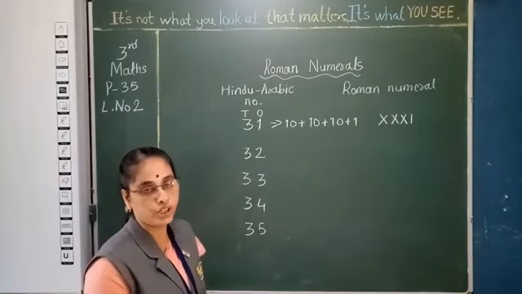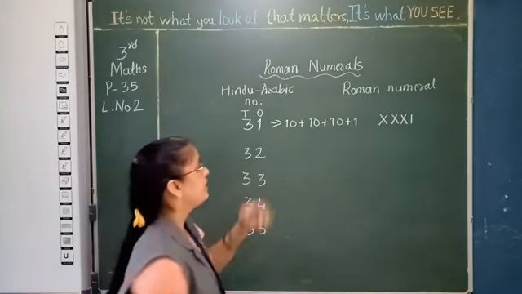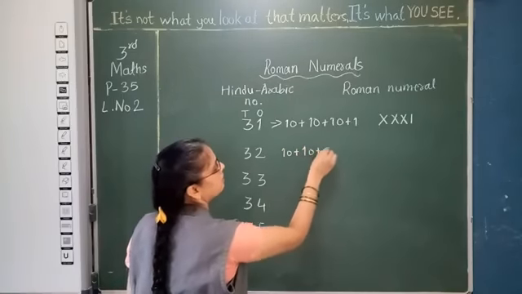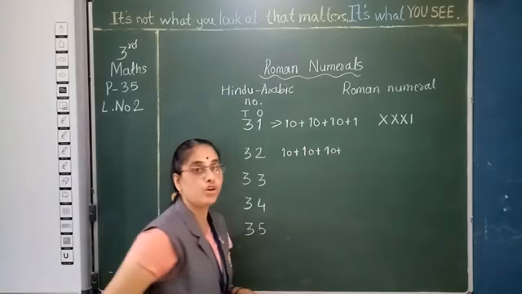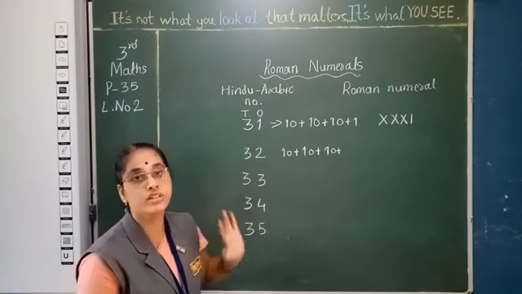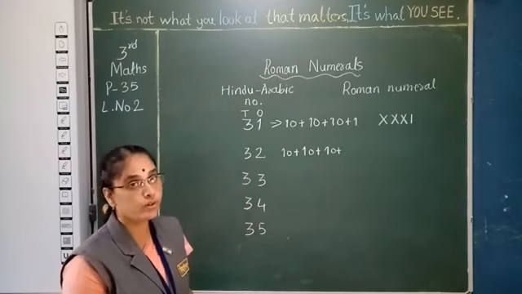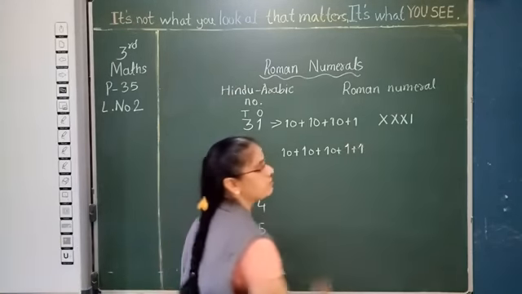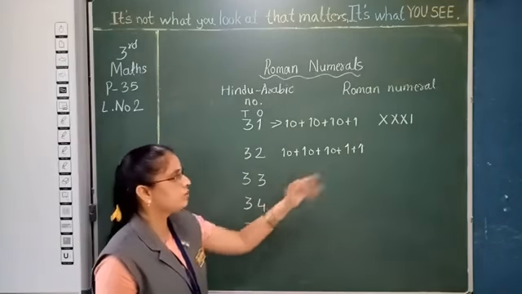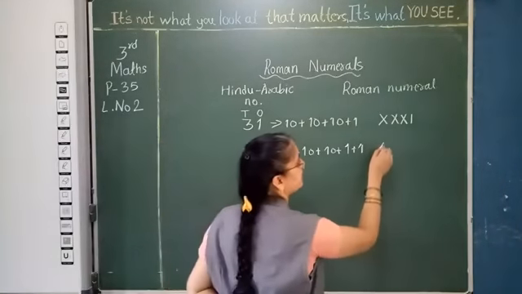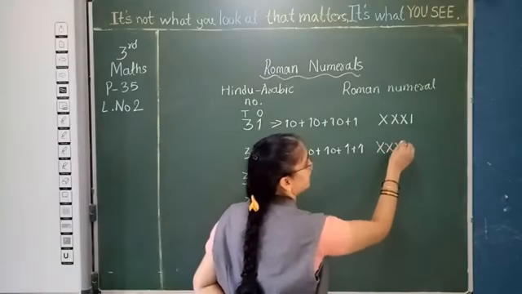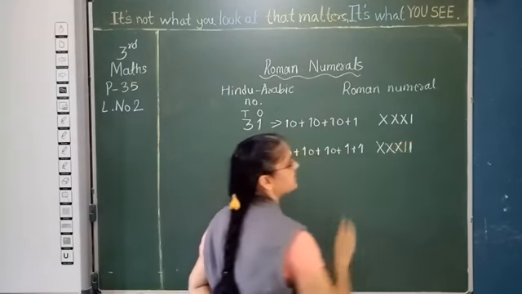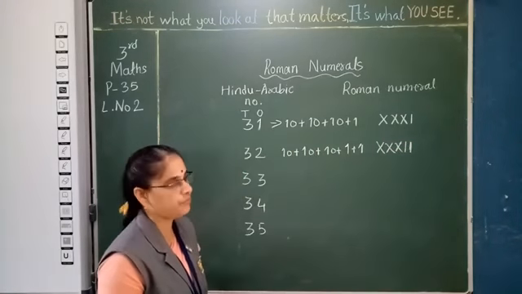Now the next number is 32. Again, how are we going to expand? 10 plus 10 plus 10. Are you going to write 2? No, because there is no symbol for 2. So what are you going to write? The 2 also you are going to write like this, that is 1 plus 1. Now how many times X are you going to write? 3 times, and 2 I. So the number is XXXII.